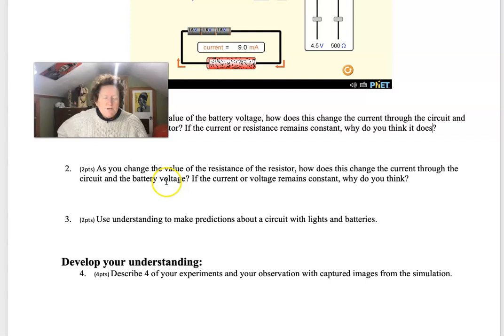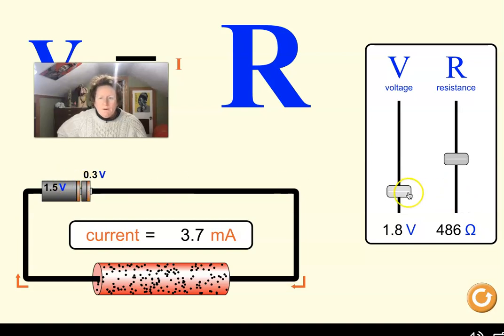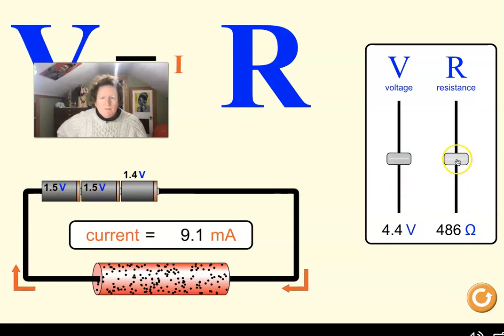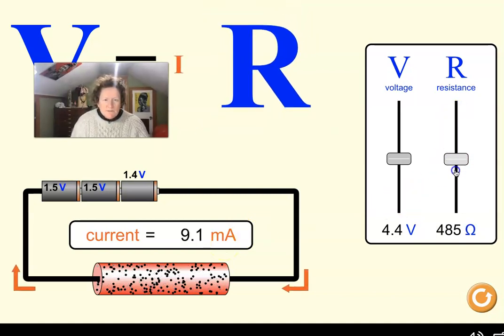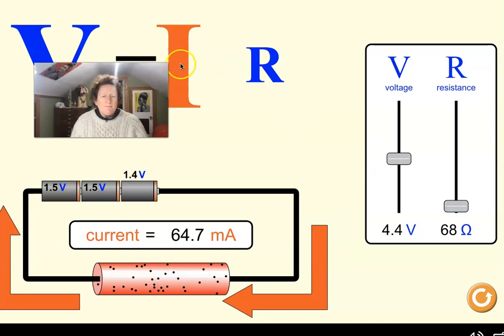Now for number 2, as we change the value of the resistor, that's R, how does this change the current? If the current or voltage remains constant, why do you think so? So now we park V in the middle and we play with R. If we have high R, there's lots of stuff in the way of the electrons and they have a hard time traveling. And the current is pretty low. At a high resistance, 915 ohms, the current is 4.8, which is relatively low. If we turn down the resistance, look at that I, it's much bigger and that number is bigger as well.